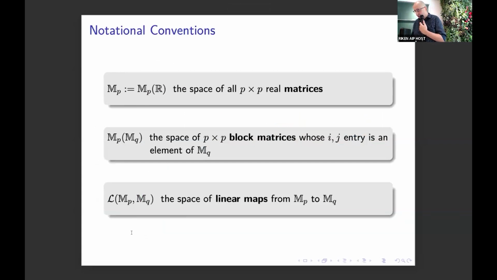So, some notation I will use. M_p denotes matrices of dimension p by p. Also we have block matrices, and I use the notation M_p(M_q). This means that we have a p by p matrix, but each element is a q by q matrix. So we will have an mq times mq matrix. This is a block matrix. And I will use the notation L(M_p, M_q). This is to consider linear maps from the set of matrices of dimension p by p to the set of matrices of dimension q by q.